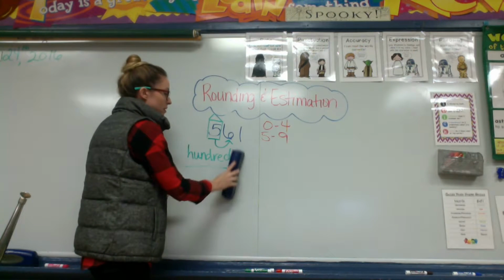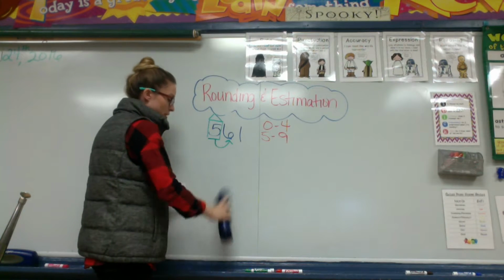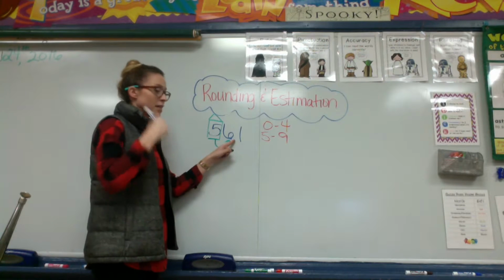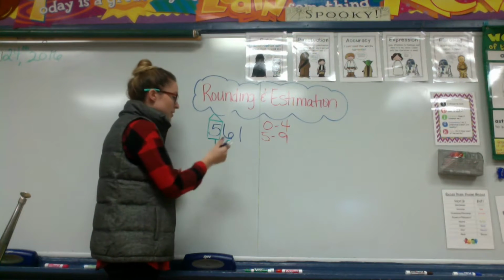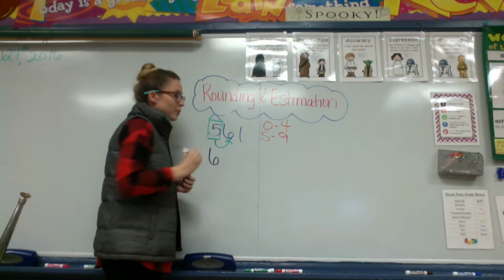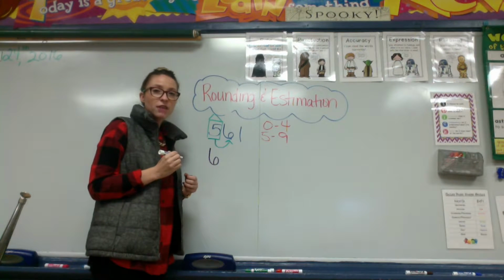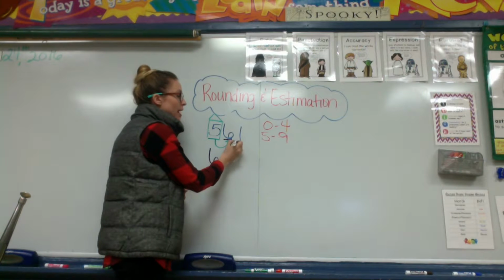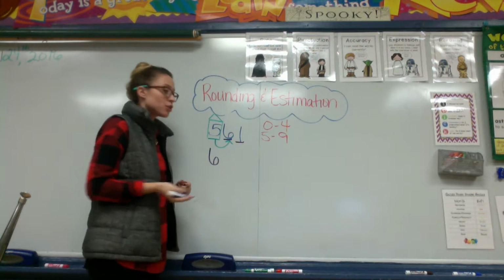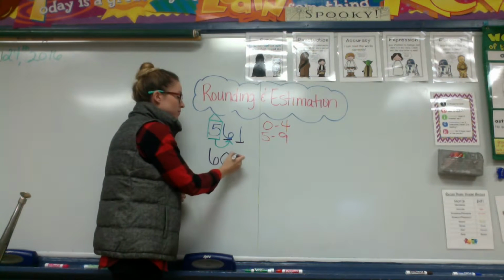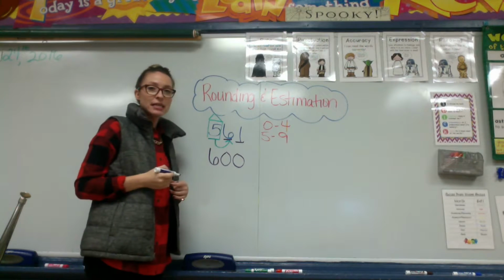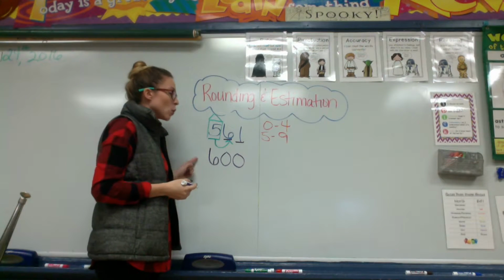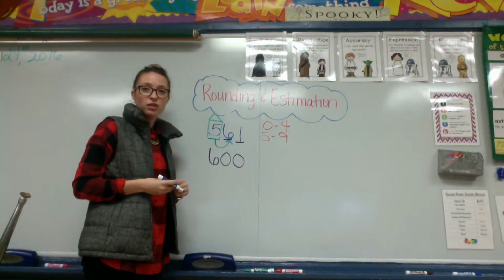So I'm just going to erase this so I can show you right underneath. 6 is a strong arm, 5 does get pushed up to a 6, and like we said before, all of the digits that fall after the house, in this case, it's the digits 6 and 1, they both turn into zeros. So we say that 561 would round up to 600.